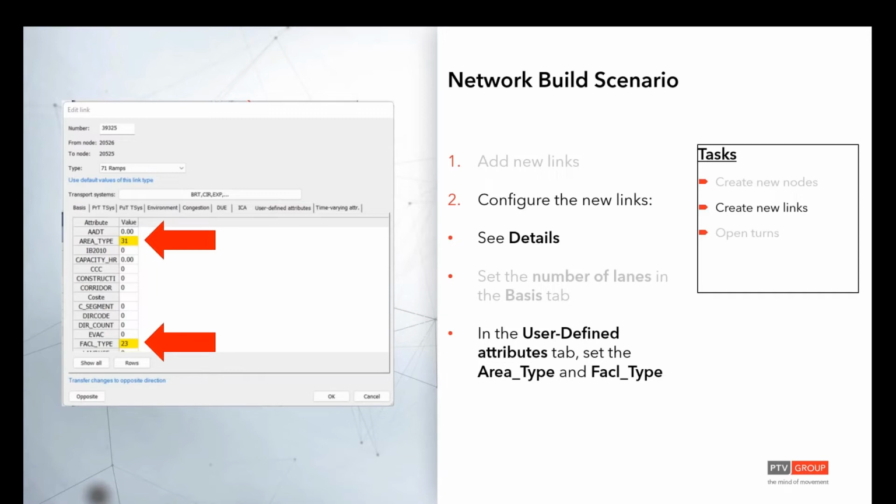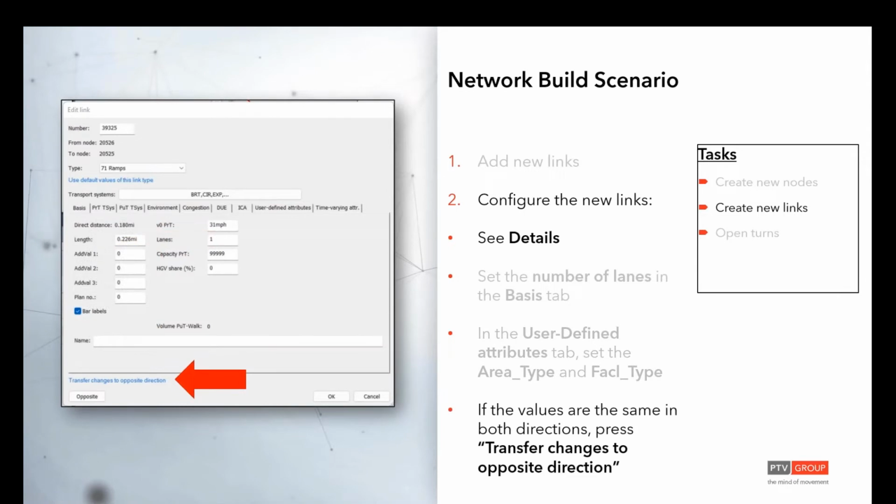And what this will do is update the procedures built in such a way that the scripts will look at these area types and facility types and update things like speeds and capacities. So once we get these three attributes in place, the number of lanes, area type, and facility type, Visum will take care of the rest for us. So all we need to do is update these values. And then since this is a two-way link, we don't have to do it for both directions.